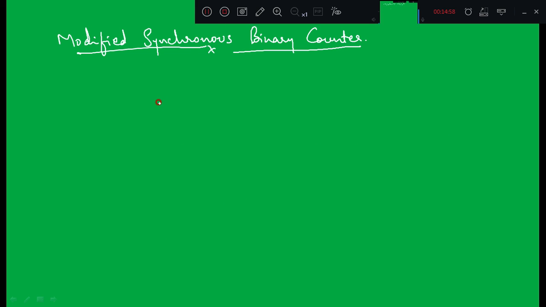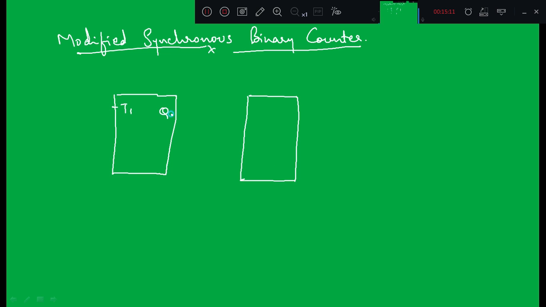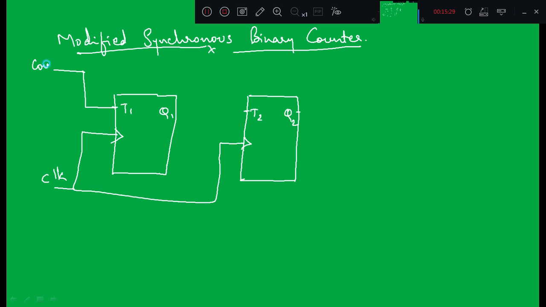So here again we'll draw the same circuit, but the AND gate inputs are going to change. So this is T1, this is Q1, this is T2, this is Q2. Now here this is clock, and both the clocks are shorted, and they are connected to a common signal called clock, and T1 is connected to count enable. So when count enable is equal to 1, it starts counting, right?